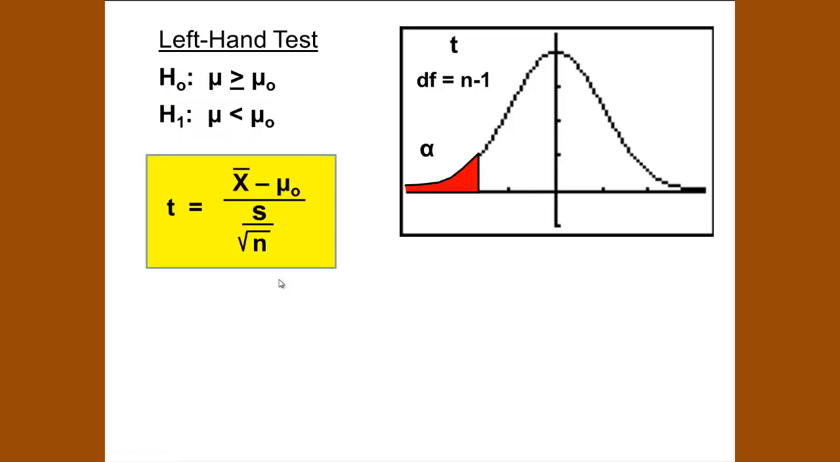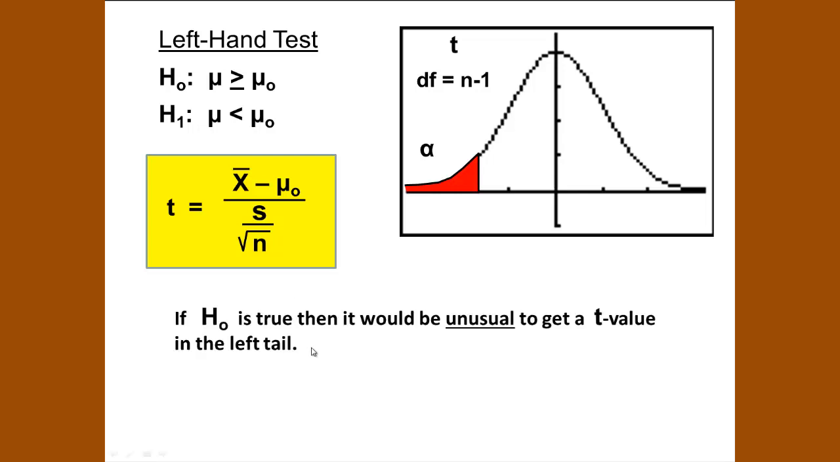To find our t-statistic, we use the formula t equals x bar minus mu sub 0, which is that number that we're comparing it to for the population, divided by s divided by the square root of n, and that is our formula for our t-statistic.